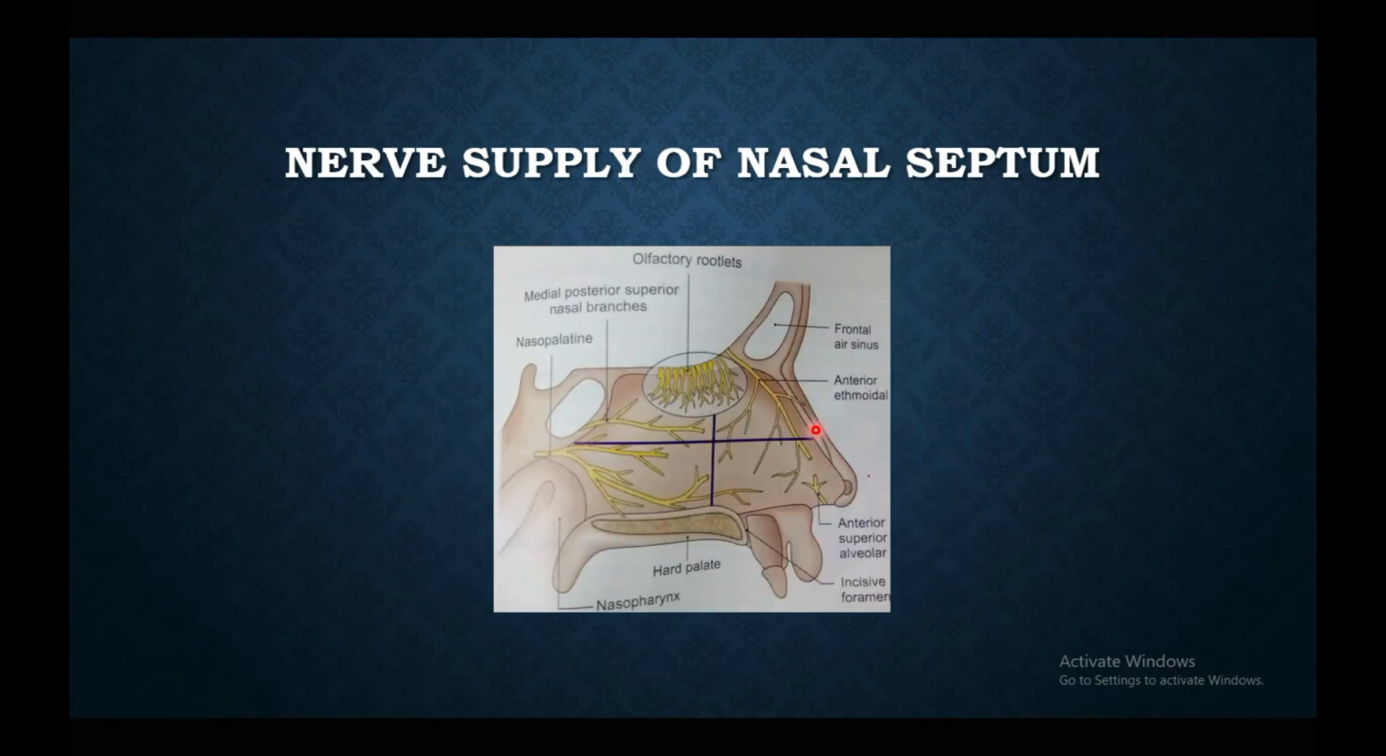General sensory nerves arising from the trigeminal nerve are distributed to the whole of the nasal septum. The anterosuperior part of the nasal septum is supplied by internal nasal branch of the anterior ethmoidal nerve. Its anteroinferior part is supplied by anterior superior alveolar nerve. The posterosuperior part is supplied by medial posterior superior nasal branches of the pterygopalatine ganglion. The posteroinferior part is supplied by nasopalatine branches of the pterygopalatine ganglion.